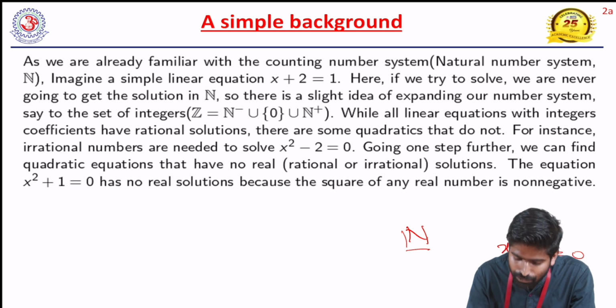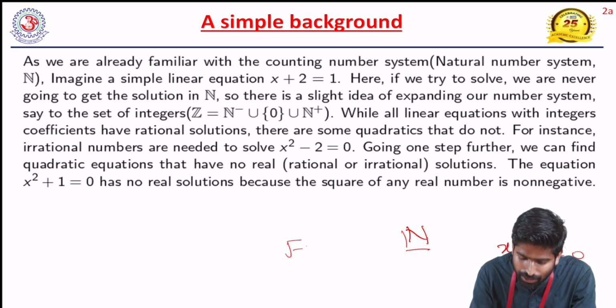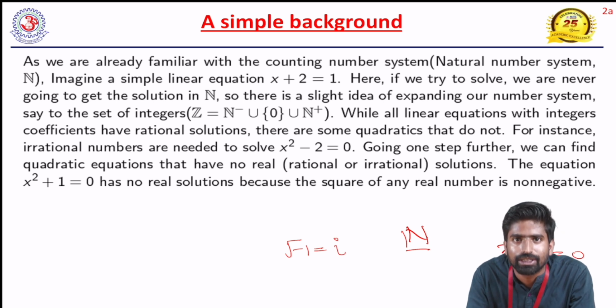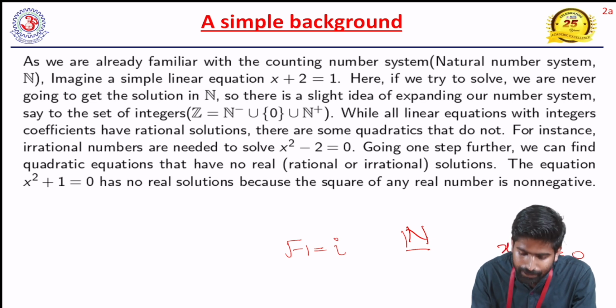So basically, root over minus 1 we will represent by i, correct? It's an imaginary number. This is the first imaginary number, and we will use the notation i, correct?